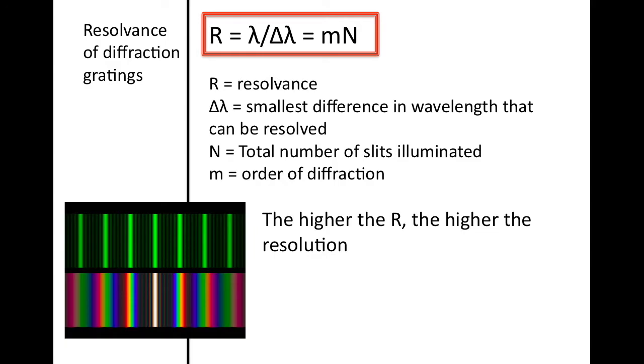We can resolve diffraction gratings mathematically with the following equation. R equals lambda divided by delta lambda equals m times n. R is the resolvance, delta lambda is the smallest difference in the wavelength that can be resolved, n is the total number of slits that are illuminated, m is the order of the diffraction. The higher the R, the higher the resolution.